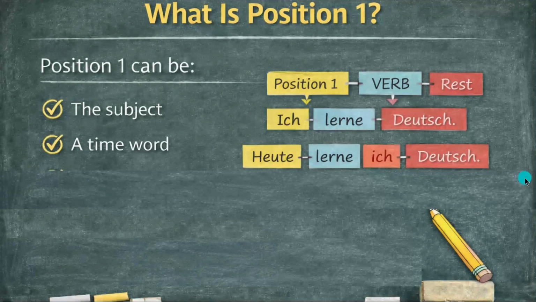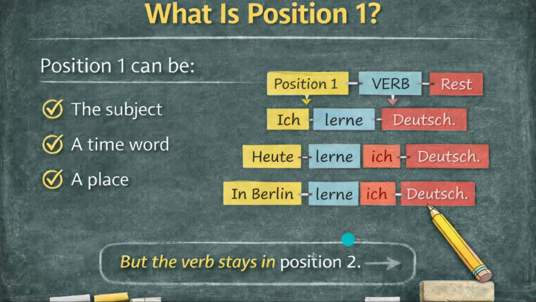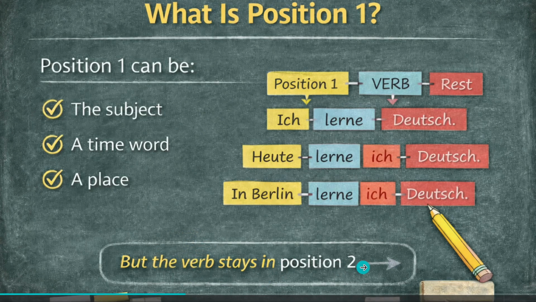In position 1, we can also have a place. For example, in Berlin. Now, in these sentences, you realize that the verbs appear in the second position of the sentence. Meaning, a verb always stays in the second position. However, there's an exemption, as I'll show you later on in the lesson.